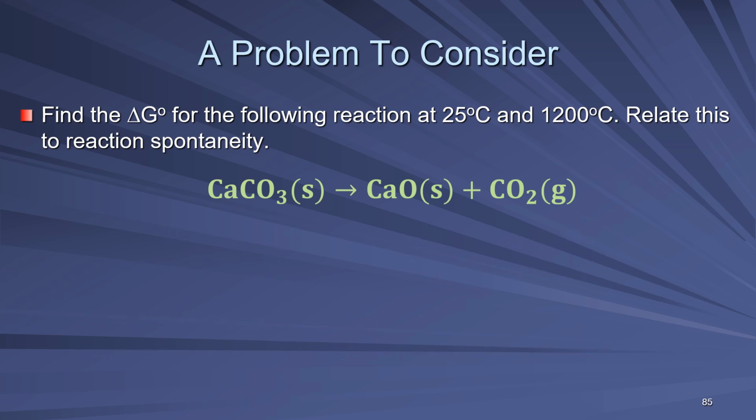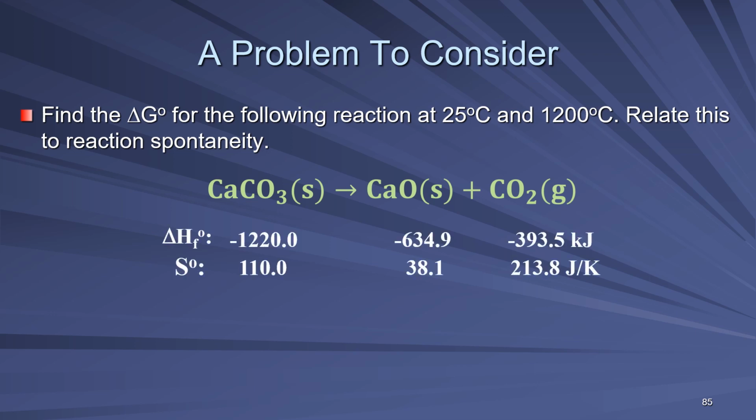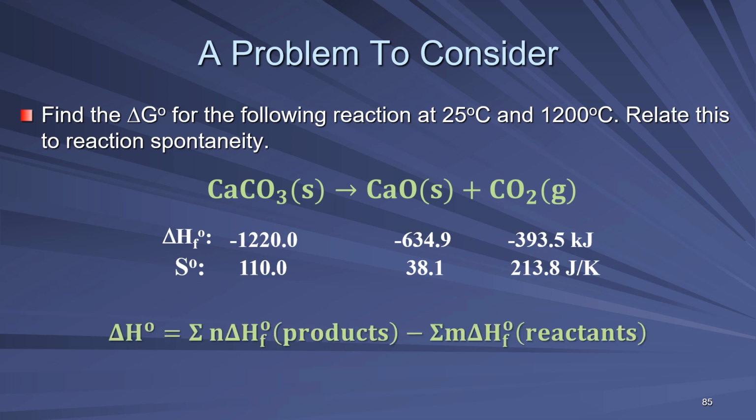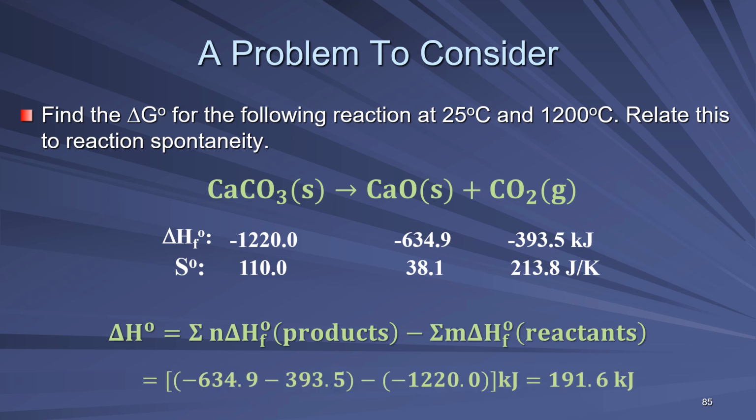So we're going to just plug this into the equation. We're going to look up the delta H and the S values from the appendix. So there's the delta H of formation at 25 degrees, and the S values at 25 degrees. We can find delta H by taking the products times their coefficients minus the reactants. So if we plug those numbers in, we get 191.6. So this is an endothermic reaction. Delta H is positive.